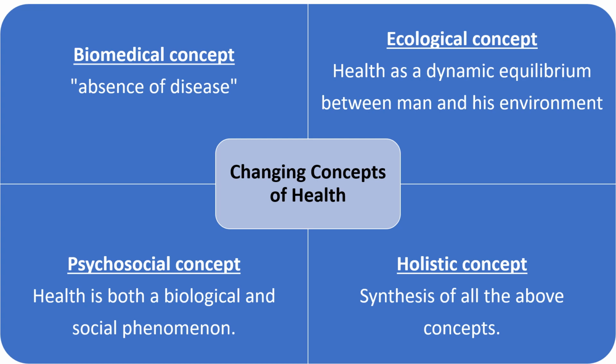A new concept came up, that is the ecological concept. As per this concept, health is a dynamic equilibrium between man and his environment. This is a better version of the earlier concept, but it also doesn't take into account the biological or social concepts, and that's why a new concept came up, that is the psychosocial concept, which takes into account the biological and social phenomena with which man is interacting. This was a better version than the earlier concept. And the last concept is the holistic concept, which takes into account all the previous concepts and is the best version of the changing concepts.